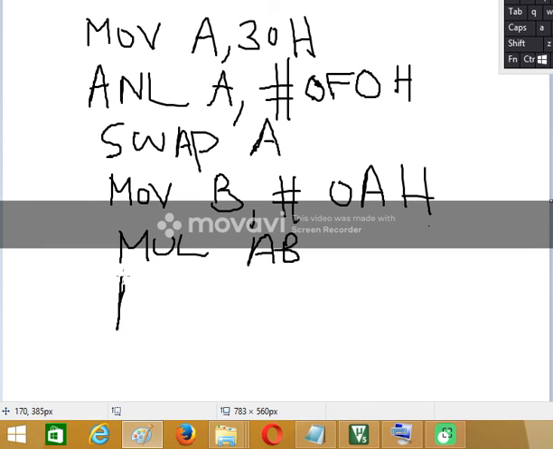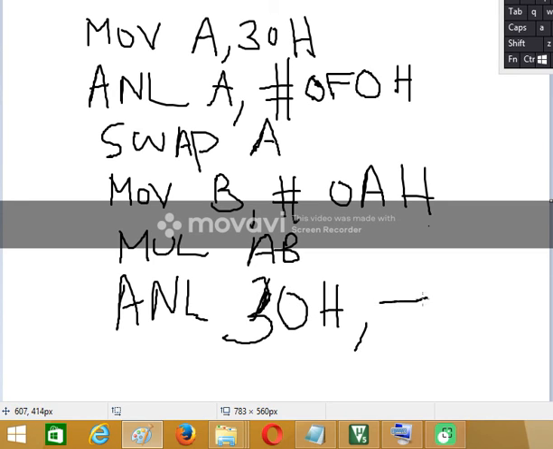So what I am doing is ANL, instead of writing A, I will write the memory location where the number is present, 30H. With that I will do ANDing with 0F, separate the units place and save it in 30H itself. That is what I have done: ANL 30H, #0FH. It means the number is ANDed with 0F. When you AND with 0F, we get the unpacked units digit. That is saved in 30H itself.